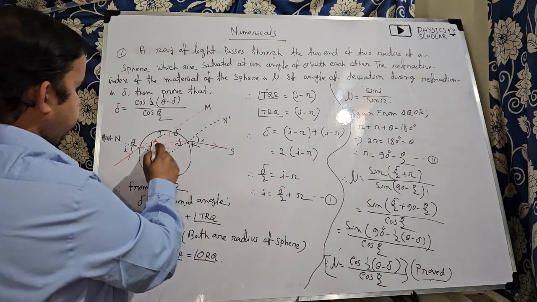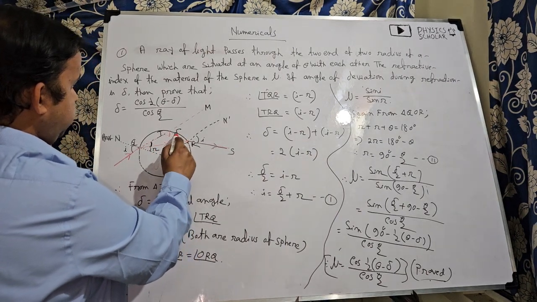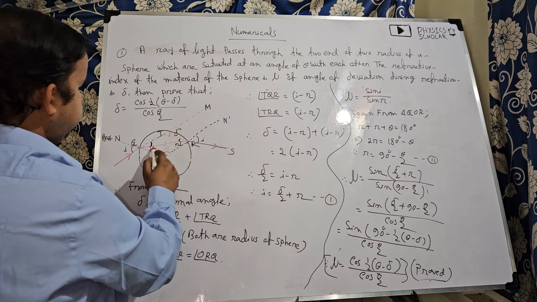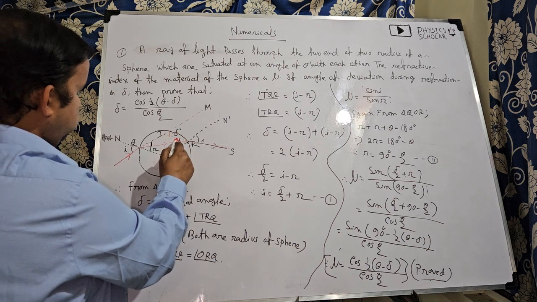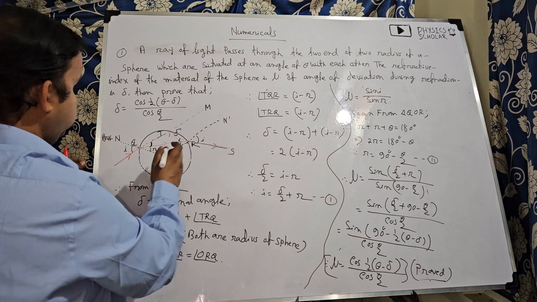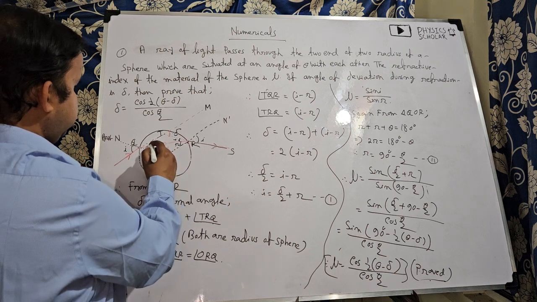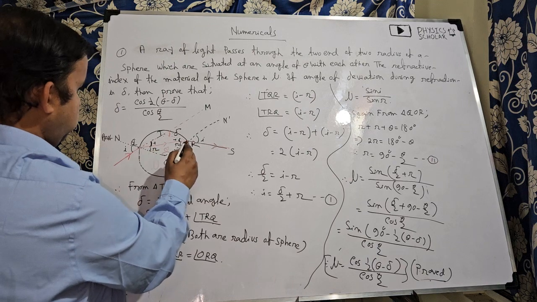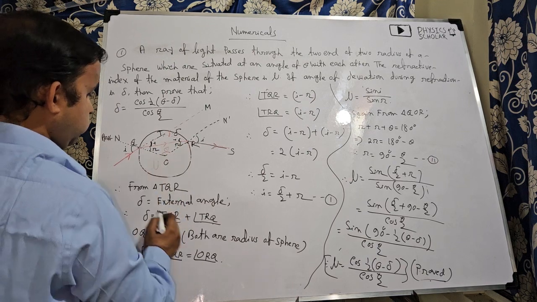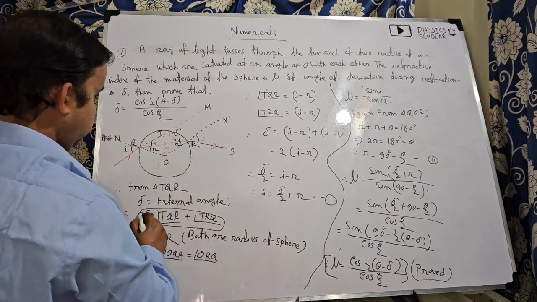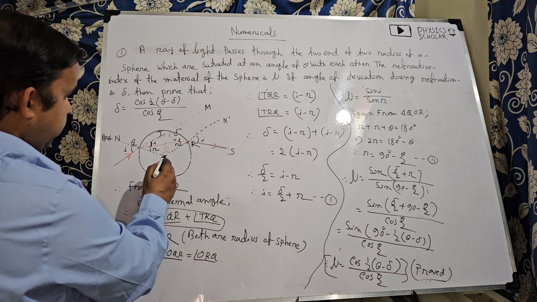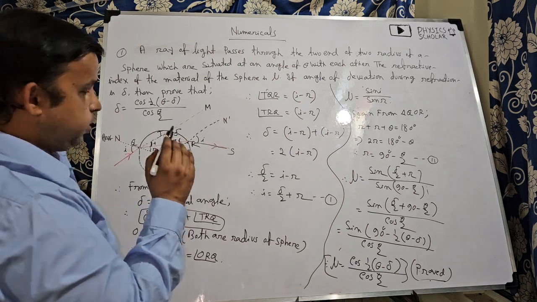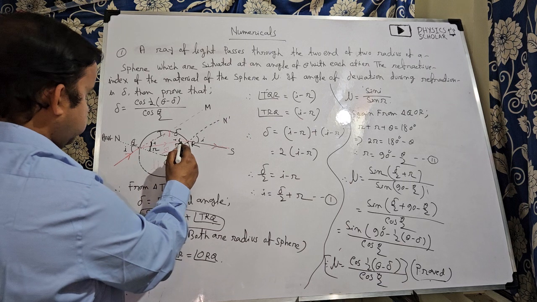Now from this triangle we are finding the external angle. Delta is equal to the summation of the two internal angles, meaning angle this and angle this. So delta is equal to TQR plus TRQ. Okay. So that is the value of delta. Now as the two radii are equal for the sphere, that's why these two angles will be equal.